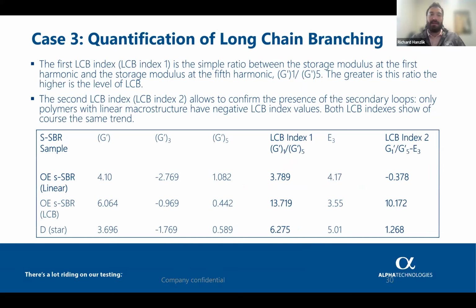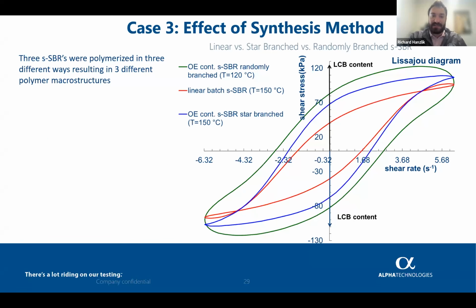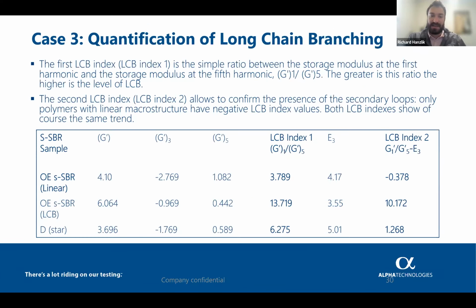So if we look at our LCB index, we see that the OE, or the linear SBR, has a negative value. So if we come back here and look at our linear polymer, we see that we do have loops present. So the negative value is in line with what we'd expect. So that's a linear polymer. We've got no branching going on.